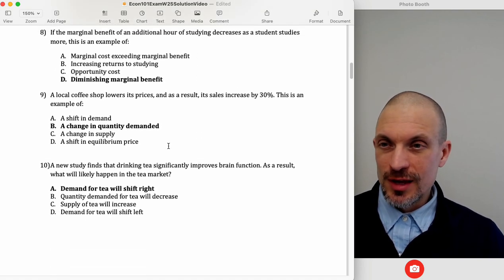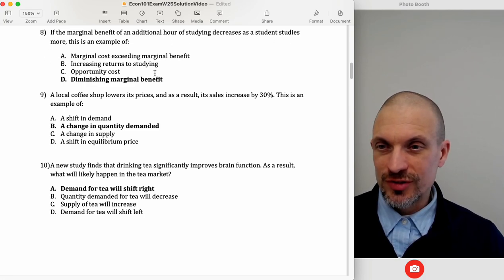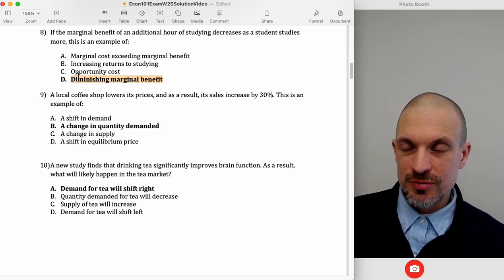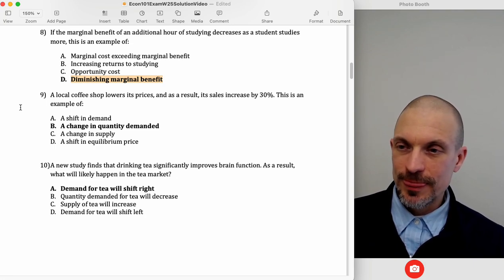If the marginal benefit of an additional hour of studying decreases as the student studies more, this is an example of diminishing marginal benefit. Right? So each additional hour spent is less valuable than the prior. Well, that would be diminishing marginal benefit.